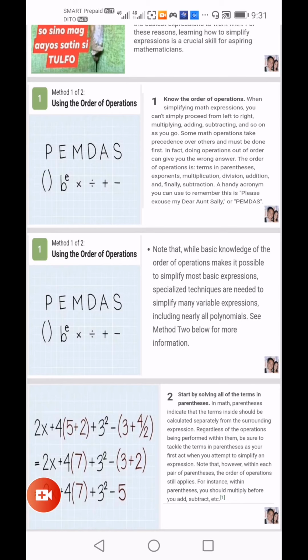The order of operations is terms in parentheses, exponents, multiplication, division, addition, and finally subtraction. A handy acronym you can use to remember this is "Please Excuse My Dear Aunt Sally," or PEMDAS.